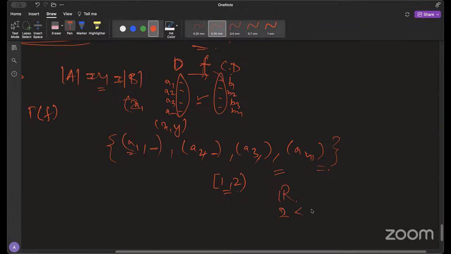2 is less than 3. This is the order. So you need an order here. Here you don't have an order. Is it in some question?